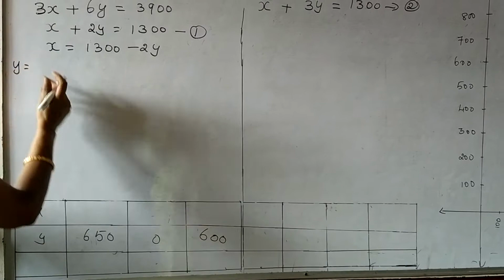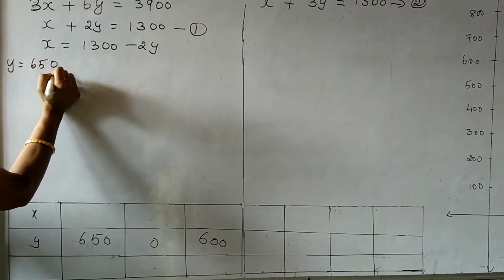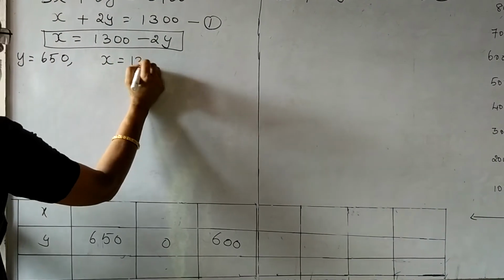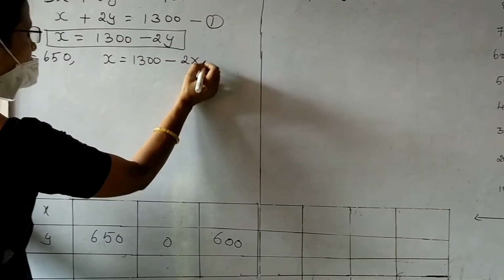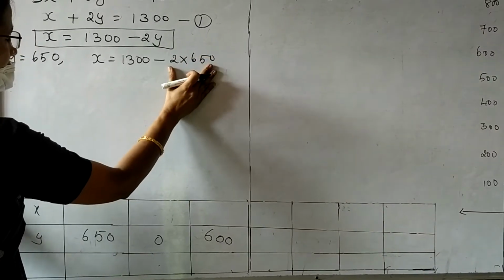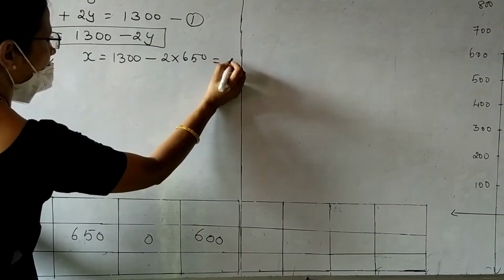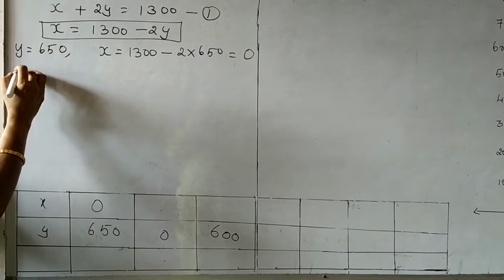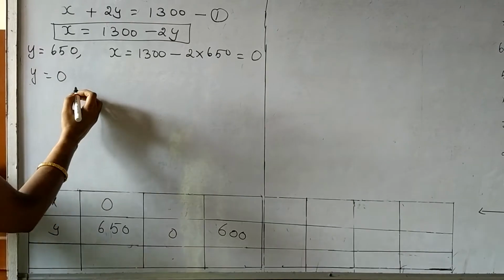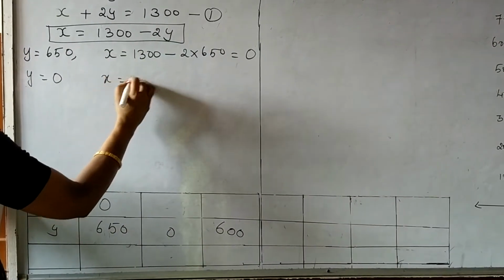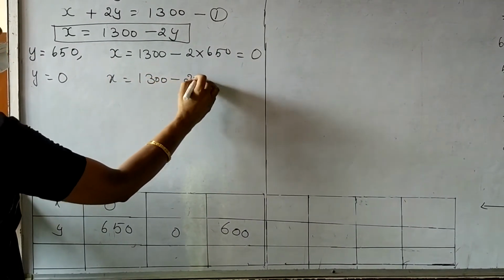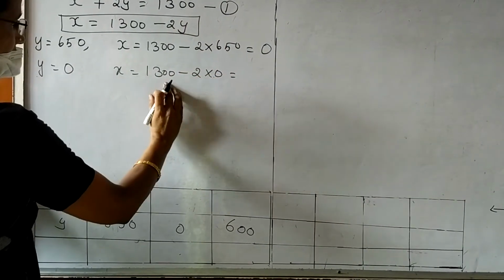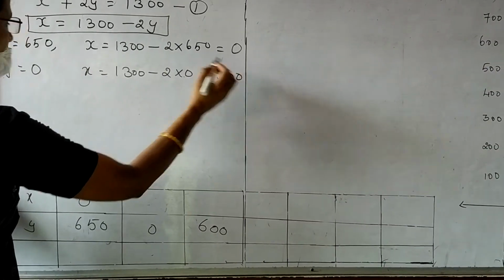So, when Y is equal to 650, what is the corresponding value of X? This is the main equation. Here we are going to substitute. It is 1,300 minus 2 into 650. So, here 1,300, here 1,300. Subtraction gives 0. That I enter here. Then I take Y is equal to 0. So X becomes 1,300 minus 2 into 0. The values of Y are substituted here. This becomes 0. 1,300 minus 0 gives 1,300.